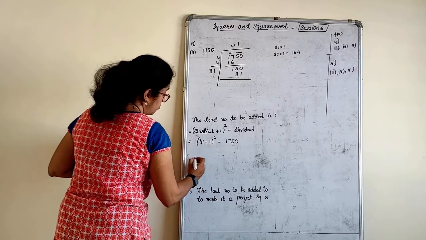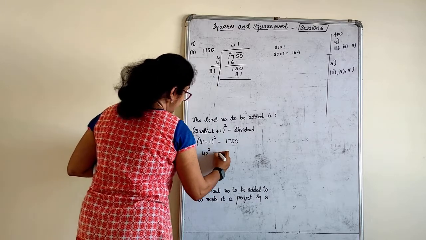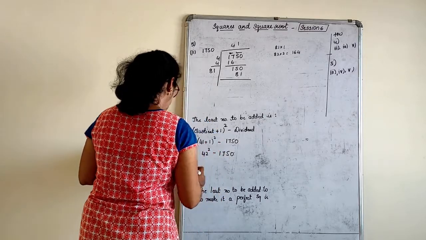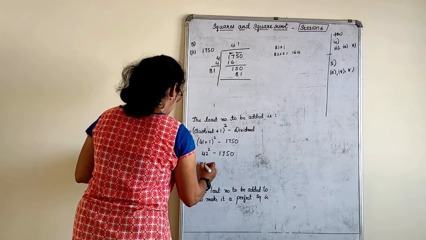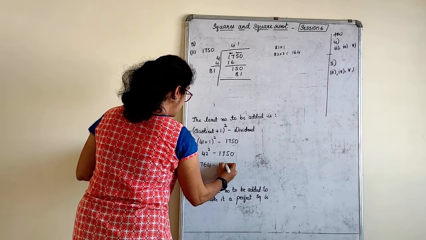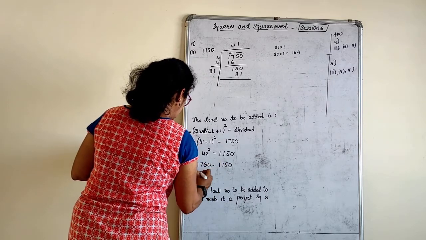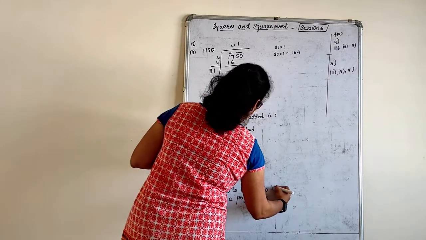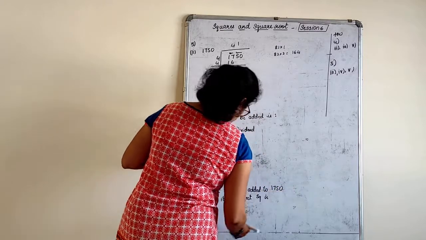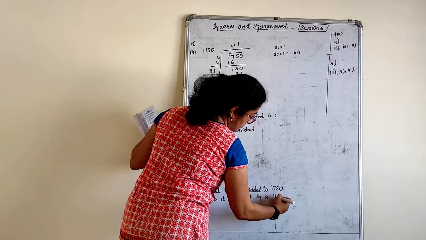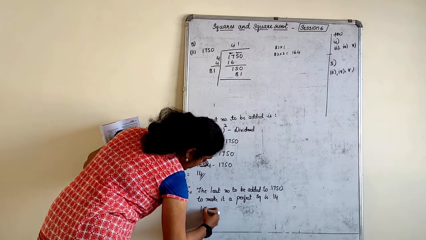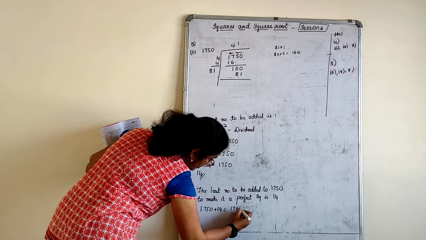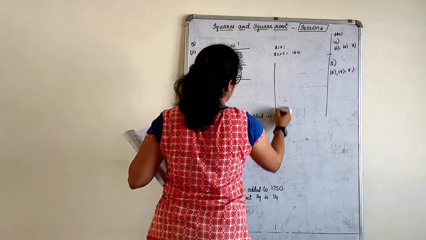1750. So 42 square minus 1750. 42 square, when you multiply this, you are going to get 1764 minus 1750. Answer is 14. The least number to be added to 1750 to make it a perfect square is 14. 1750 plus 14 is equal to 1764. Find the perfect square root.